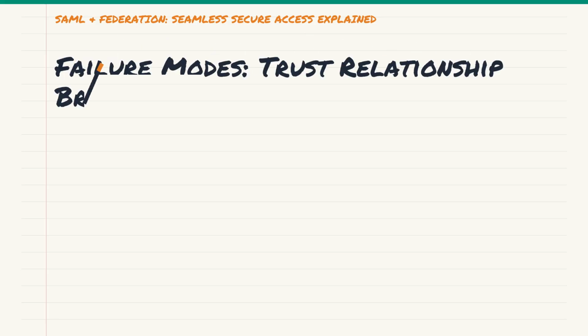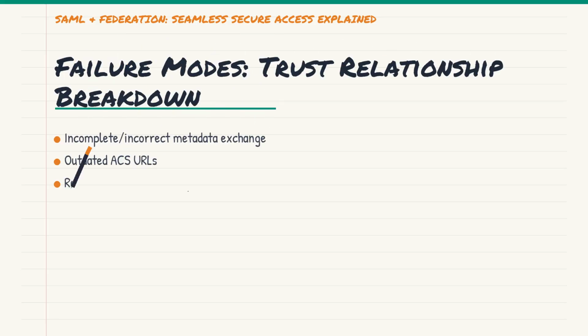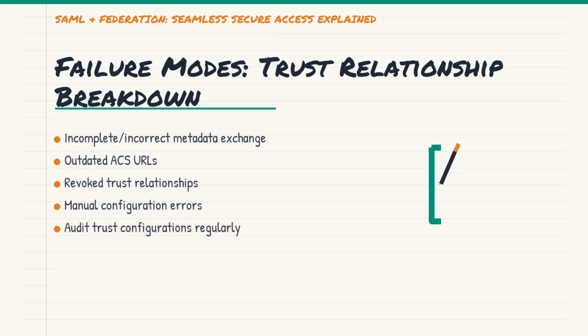Trust isn't static. It can break if the metadata exchange is incomplete, incorrect, or out of sync. For instance, if an SP's assertion consumer service, ACS, URL changes and the IDP isn't updated, assertions will go to the wrong place and be rejected. Similarly, if an IDP revokes a trusted SP from its configuration, or vice versa, the federation link is severed. This can happen due to misconfiguration, manual errors during updates, or even automated scripts gone awry. Regularly reviewing and auditing configured trust relationships is a good defensive measure.